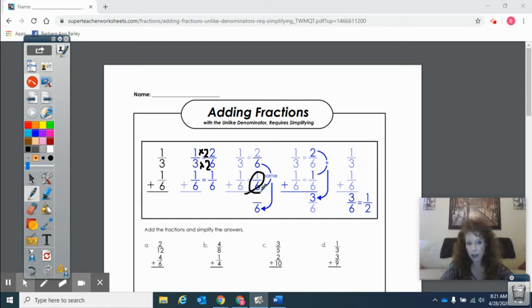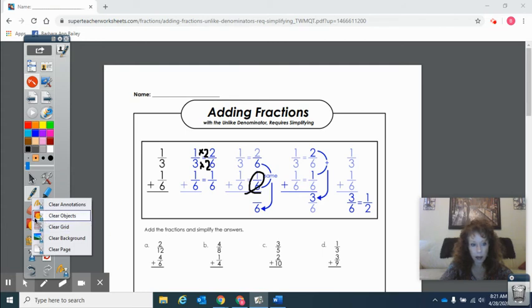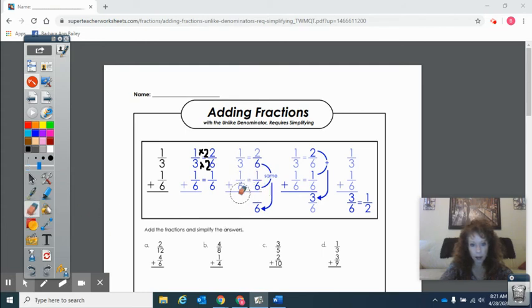1/6 they don't need to change, so that'll just stay 1/6. And now we can add, because we have the same denominators. Now remember, when you're adding or subtracting fractions, you must have the same number as the denominator, and the denominator does not change. We don't add or subtract the denominator. So they have a 6 here, 6 here, 6 here, 6 here, 6 here, 6 here. Okay, and then the numerator, we're going to add 2 plus 1 is 3. So 2/6 plus 1/6 is 3/6.